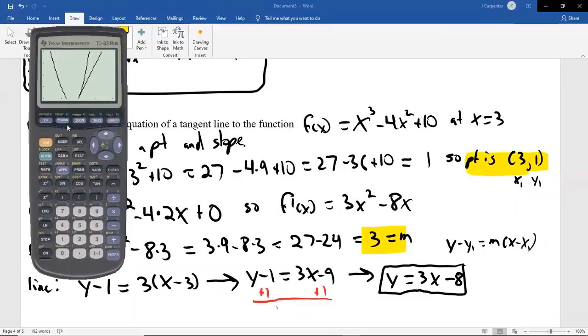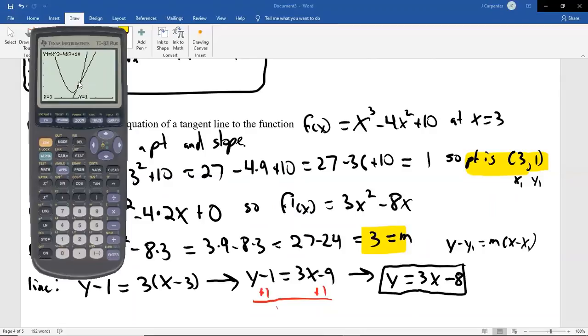Let me actually go 0 to 4 on the y's. 0, just so it's centered a little more. That's a little nicer. If I hit trace and I type 3, now it's a little easier to see. There's our tangent point. So it's intersecting the curve one time only in that region, not 2 times. That would be a secant line.